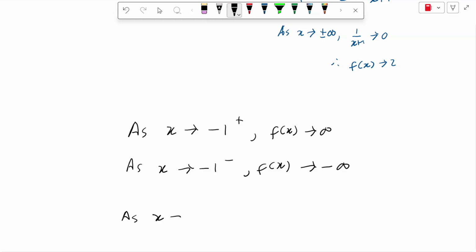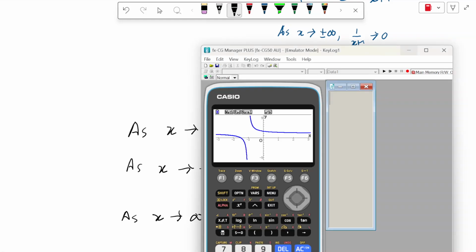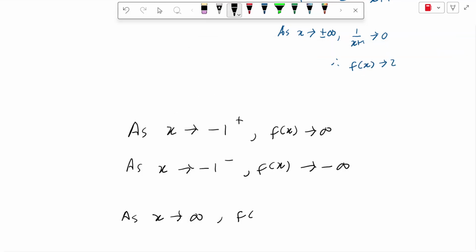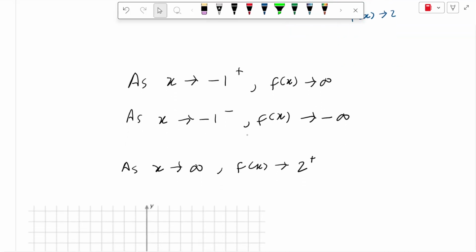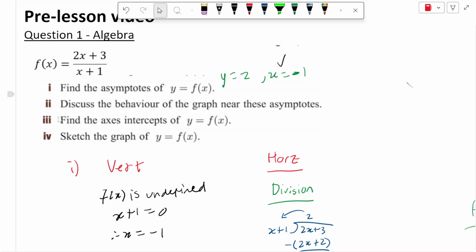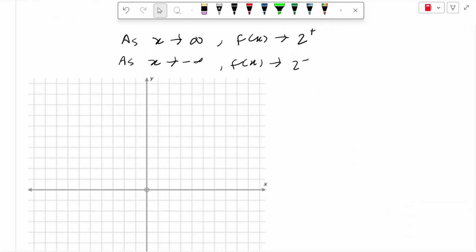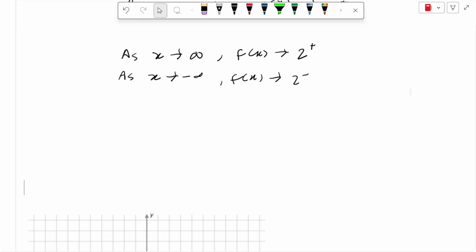As x goes to infinity, it looks like y is coming down to 2. So f of x approaches 2 from above. And as x goes to -infinity, f of x goes to 2 from below, just like that. Okay, so that's good. We've done that. We need to find the axis intercepts now. So we'll do that.